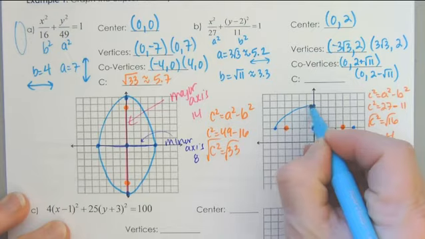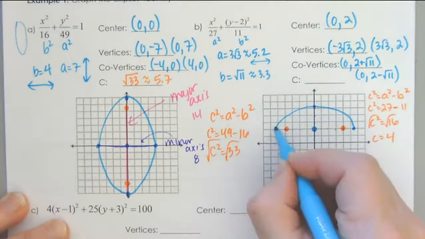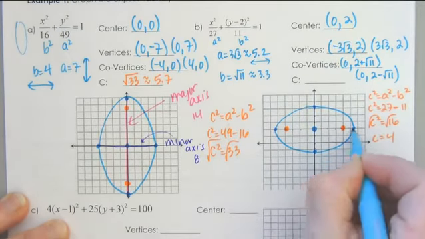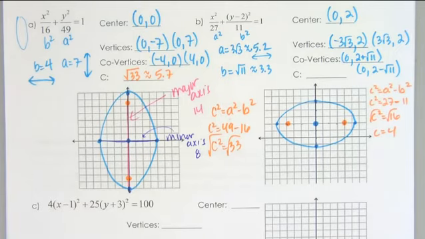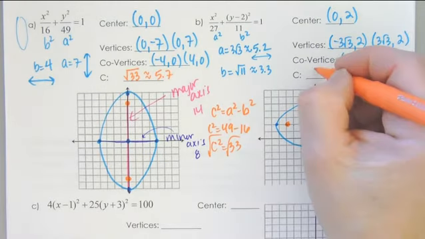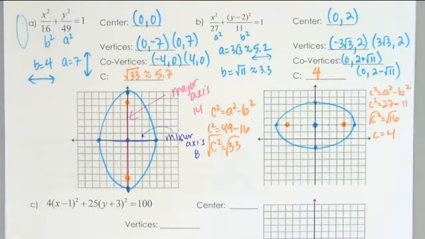I forgot to graph my ellipse. No, there we go, that's not too bad. So there, we've got that graphed. My c value was 4. All right, try another one.